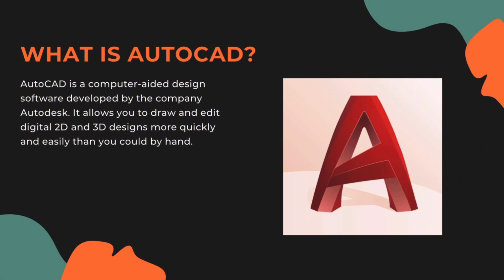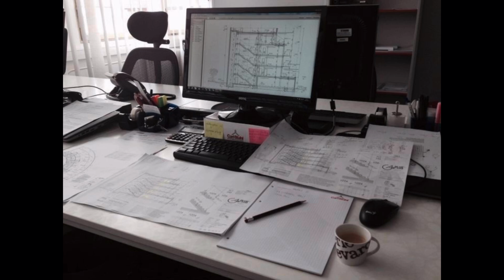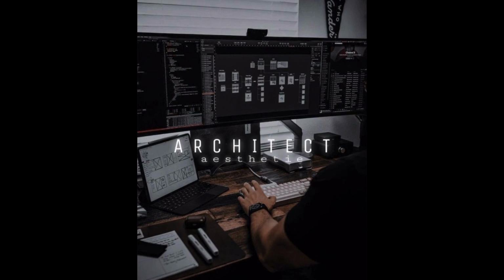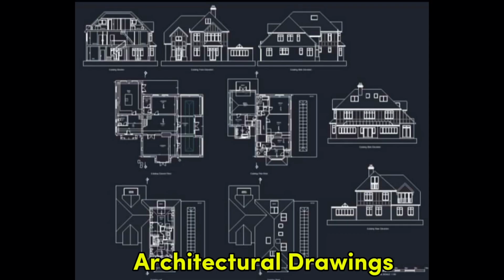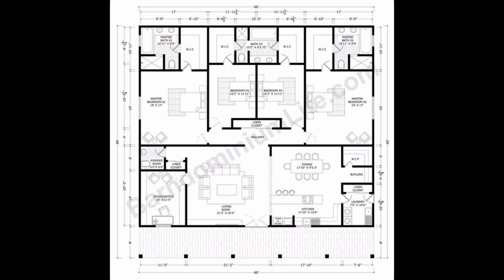AutoCAD is a computer-aided design software developed by the company Autodesk. It allows you to draw and edit digital 2D and 3D designs more quickly than you could by hand. This simply means that the mouse and keyboard came to replace your pencil and eraser, and the computer screen came to replace your drawing sheet. The AutoCAD software can be used for engineering and architectural purposes, 3D modeling, technical drawings, and many other options.